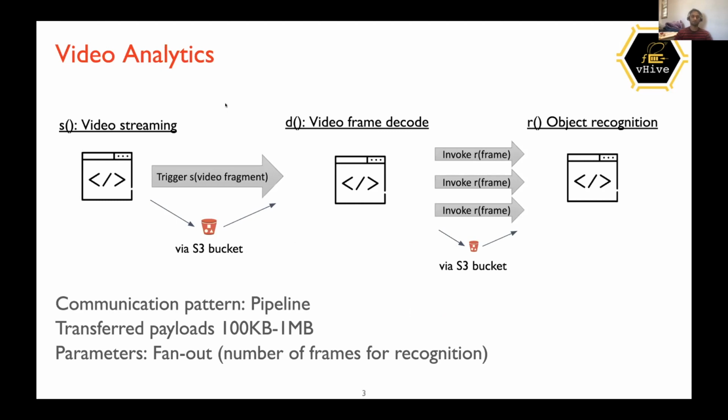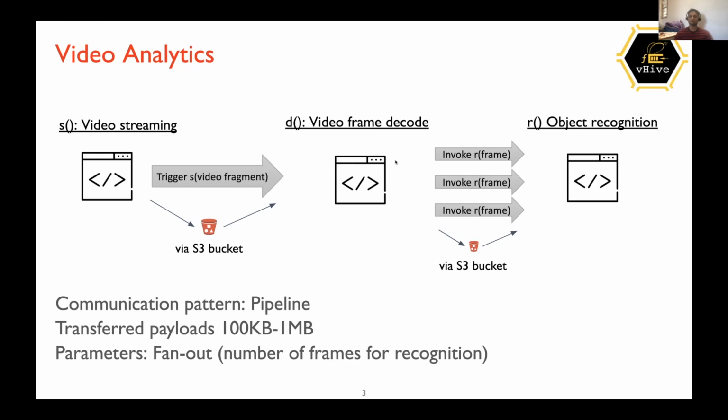So just brushing up the video analytics pipeline, which Dmitrii mentioned. So the first function would be video streaming function. And this function will have the MP4 or video file embedded inside the container. And this function will transfer the video file to a S3 bucket and then forward the URL of the S3 bucket to the decoding function, which will then fetch the video from the S3 bucket from the URL.